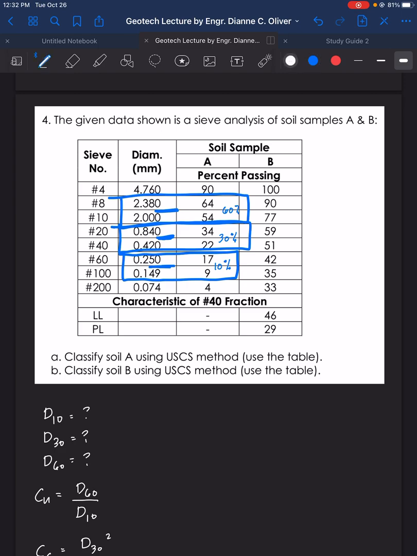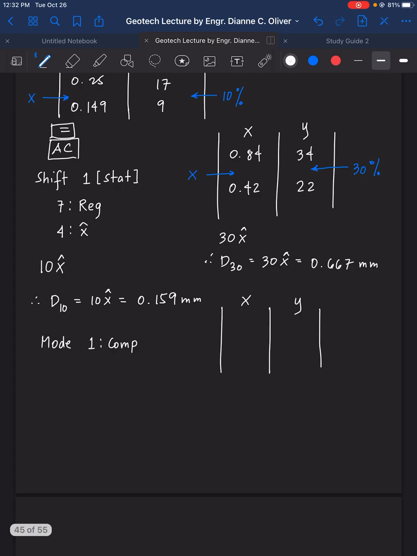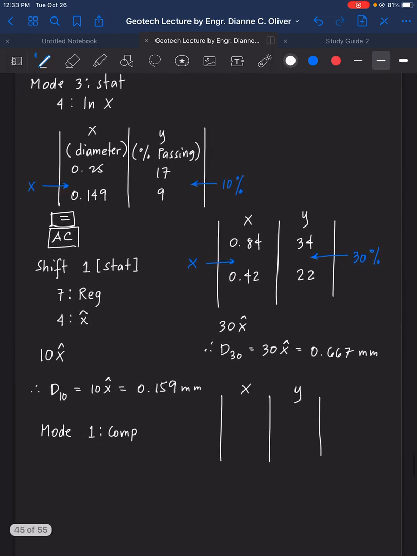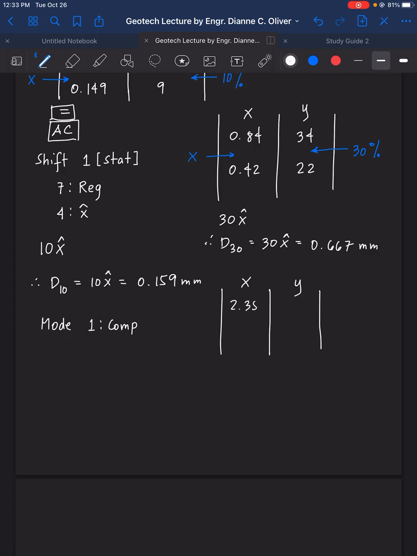Okay, so let's go back here. 64, 54. We have there 2.38, then 2.0, then 64, 54. So 2.38 equals, 2.0 equals, go to the right column, then input 64 equals, 54 equals, and then AC, and then shift 1 stat, and then you go 7 reg, and then since 60% passing is in between here, we're looking for x bar.